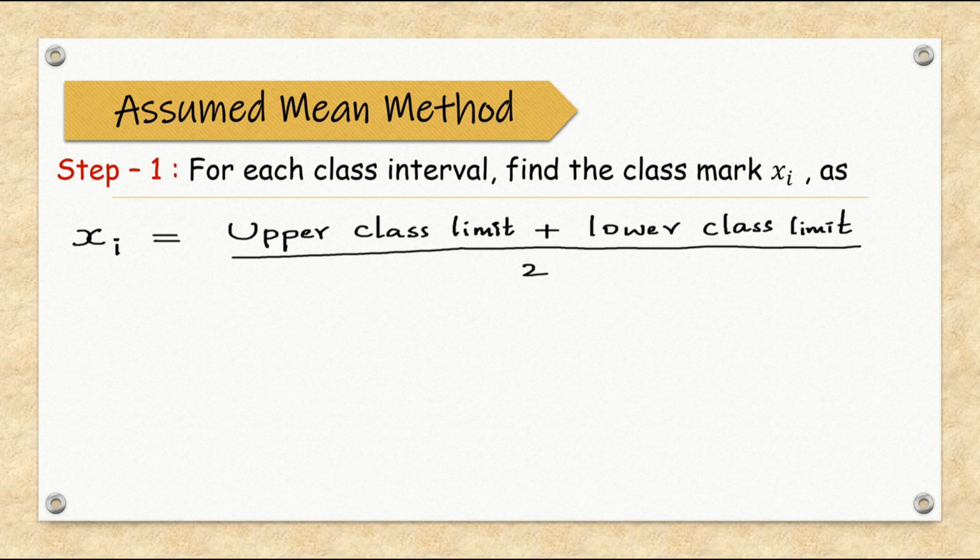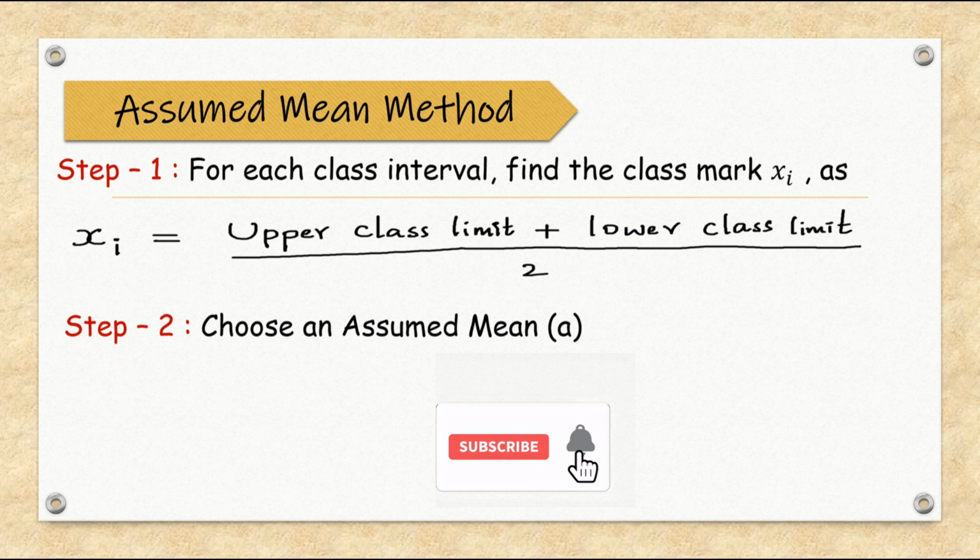Now let us see the steps to find the mean using the assumed mean method. Step 1. Find the class marks, also known as midpoints. For each class interval, calculate midpoints. To calculate the midpoint, we use the formula: class mark is equal to upper class limit plus lower class limit divided by 2. You can label this column as xi. Step 2. Choose an assumed mean. Pick a convenient number from the midpoints. Label it as a, which is called the assumed mean. This can be the middle value or any number close to it.